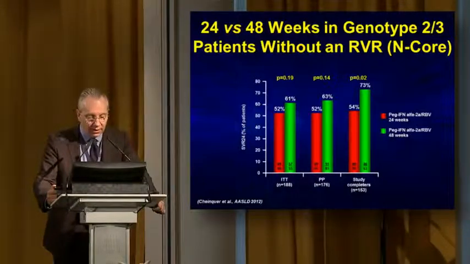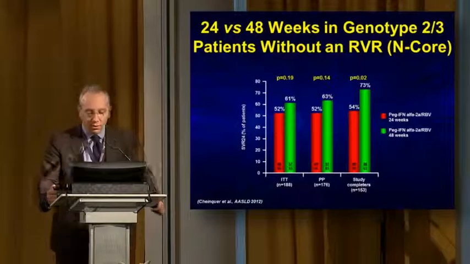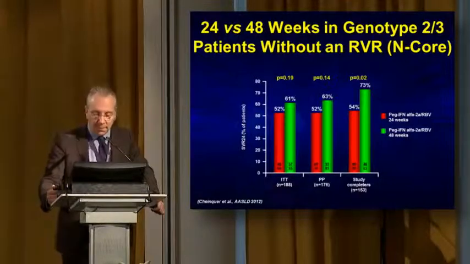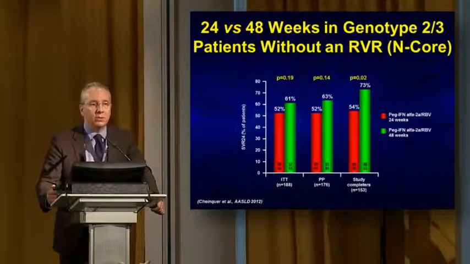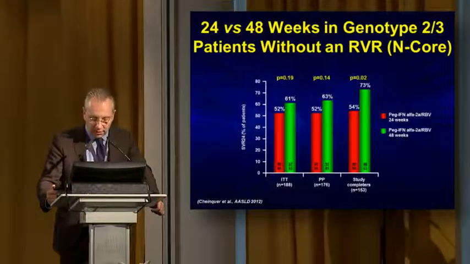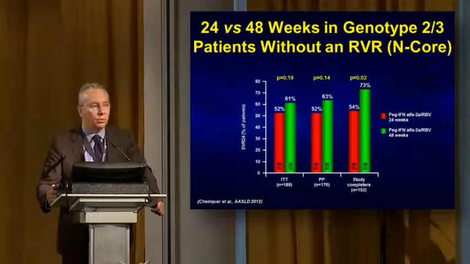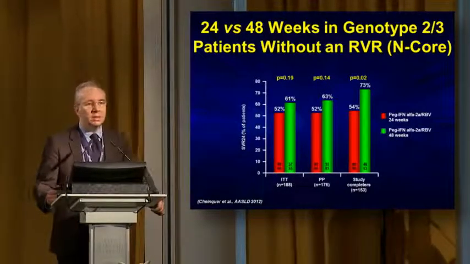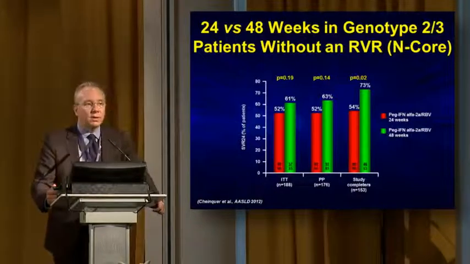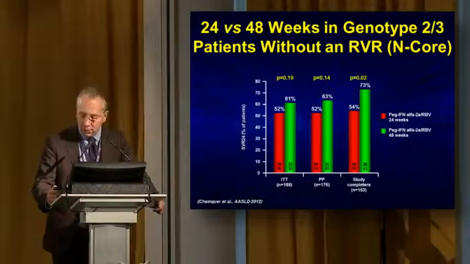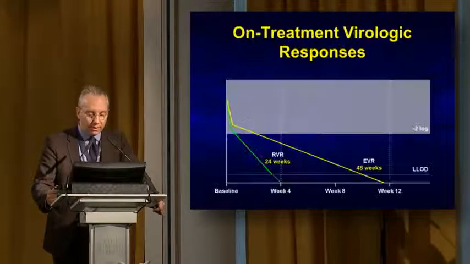As you can see, in the ITT analysis there was a 10% benefit for 48 weeks, in the per protocol analysis 10%, and in study completers, the difference was highly significant. 54% of the patients with 24 weeks achieved an SVR versus 73% with 48 weeks. So please remember that patients who do not have an RVR must prolong therapy for 48 weeks, whatever their HEV genotype, if you use interferon and ribavirin only.